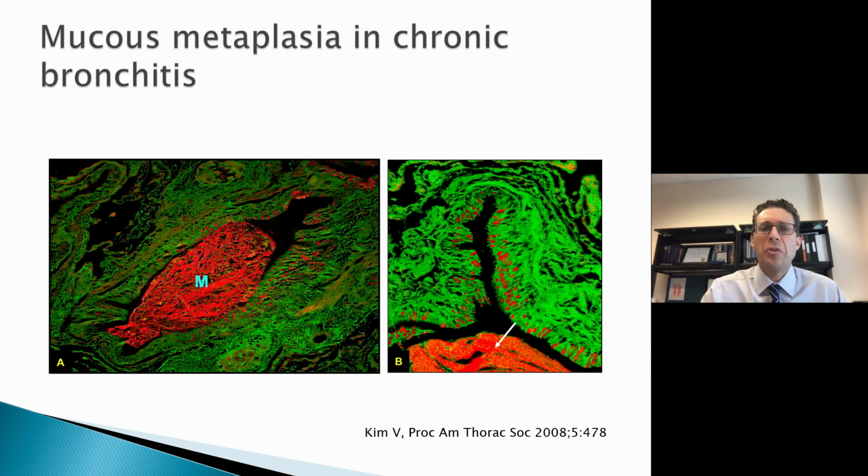Chronic bronchitis is another phenotype of COPD, and histologically is shown by mucus metaplasia. In this stain, mucus stains as red, and you see this big plug of mucus in the small airway. And then at higher magnification, you see the goblet cells, each containing mucus, ready to be secreted into the airways.